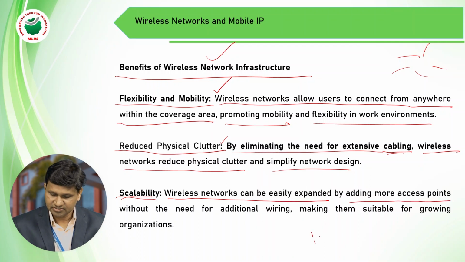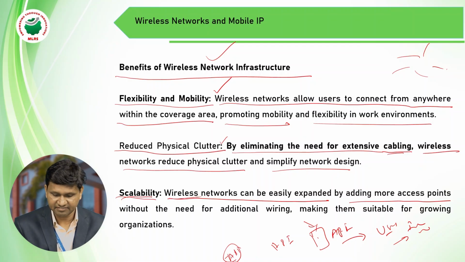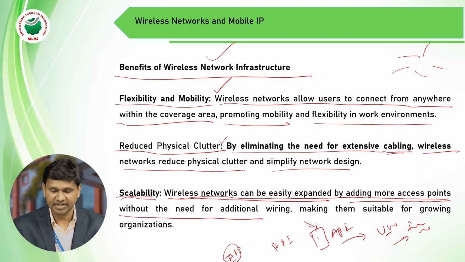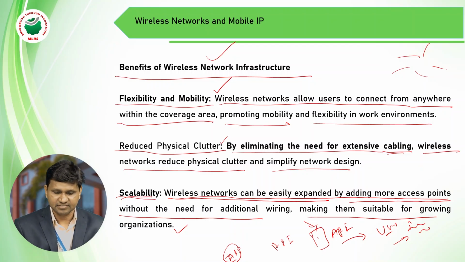Suppose today I have one access point. Tomorrow, users may be increased, day by day. At that time, instead of one AP, we have to install other APs also. In that case, wireless networks can be easily expanded by adding more access points without the need for additional wiring, making them suitable for growing organizations. So we can install access points without cabling. This is also one of the best advantages of wireless networks.